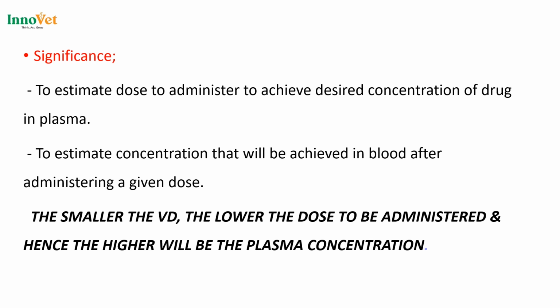So, volume of distribution can be used to estimate the dose that is to be administered so as to achieve the desired concentration of the drug in plasma. Then it can also be used to estimate the concentration that will be achieved in blood after administering a given dose. So in simple terms, the smaller the volume of distribution, the lower the dose we shall have to give to the animal, and therefore the plasma concentration will be higher.